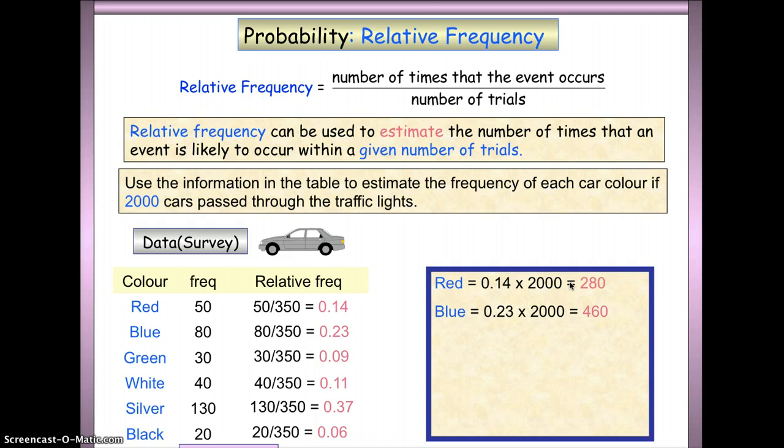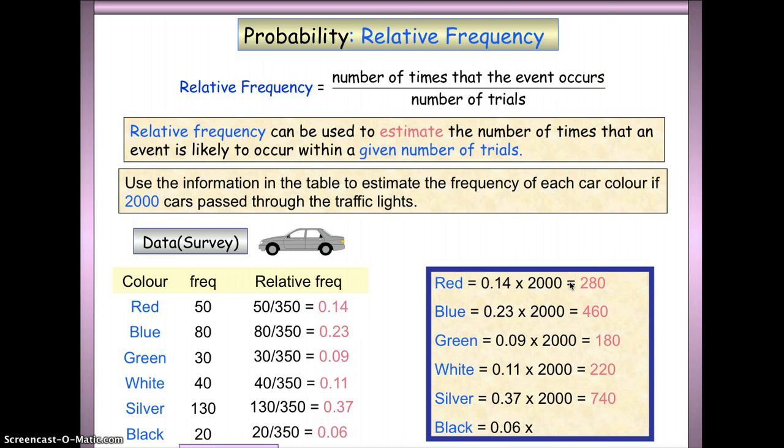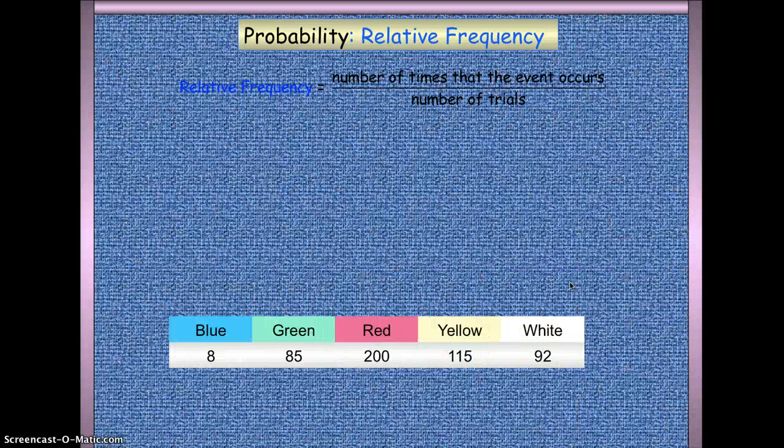The same thing applies to the other colors. Blue, 23% of 2,000 is 460. Green, 180 green cars will pass by out of 2,000 cars. White, 220. Silver, 740. And black is 120. Based upon this survey, silver is the most popular color and black is the least liked color of the car. Okay, so this is what it means.